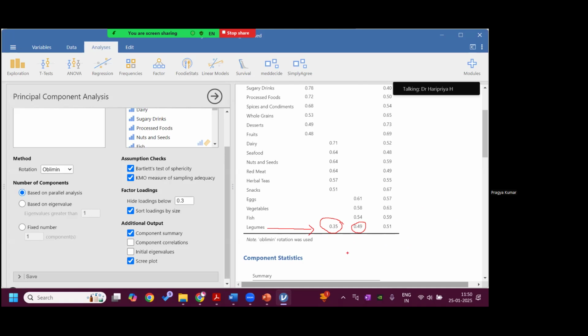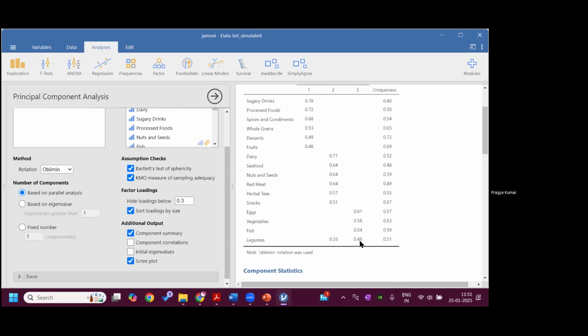How do we define cross loading? If the difference between the two loadings is less than 0.2, then we call it a cross loading. If you see the difference here, it is less than 0.2, isn't it? It is 0.15. So this item is a cross loaded item, and in that case you have to drop this. You will not take this into either component 2 or component 3.